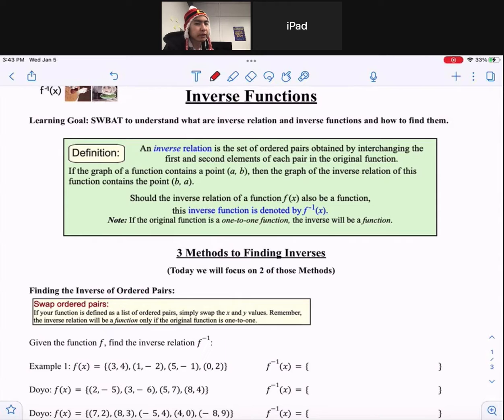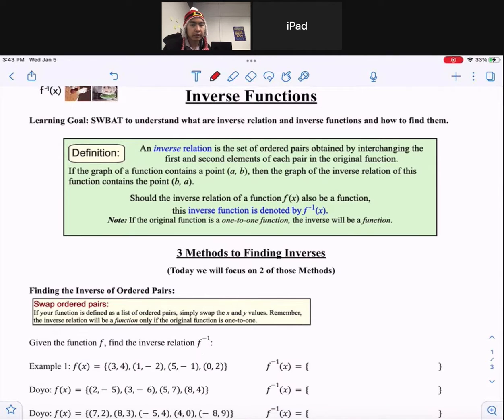Should the inverse relation of a function f(x) also be a function, this inverse function is denoted by f inverse of x. So if the original function is a one-to-one function, the inverse will also be a function. We're going to be focusing on, there are three methods to finding inverses, and we're going to be focusing on two.